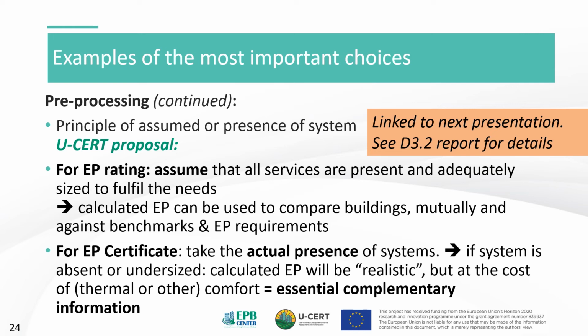But then, for the EP certificate, it is proposed to take the actual presence of the systems. This means that if a system is absent or undersized in the building or in part of the building, the calculated energy performance will be realistic and will be comparable with measured energy performance. But this will be at the cost of comparability with other buildings and also at the cost of thermal or other comfort. So in this case it's extremely important that an indication of the discomfort is also given at this high level of the EP certificate to show that a probably overestimated and over-optimistic energy performance is due to discomfort.